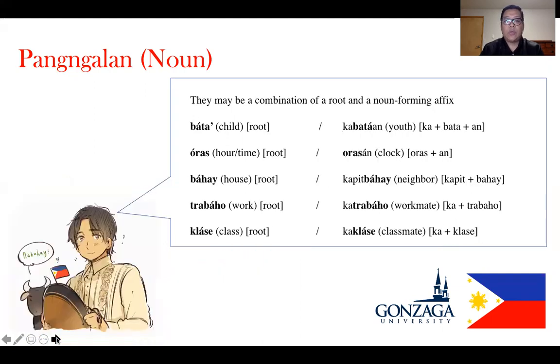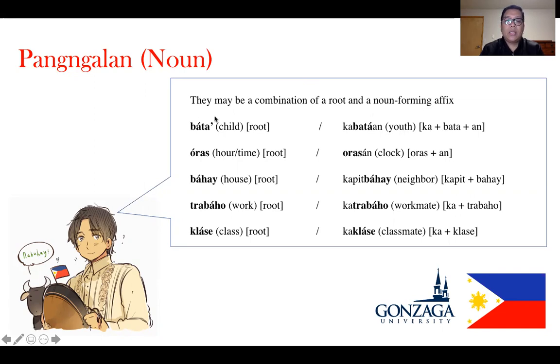Now, aside from roots, we also have nouns that are formed using affixation. It means that you put a prefix or a suffix or a circumfix to a root. Example, if the root word is bata, which means child, and you affix the prefix ka and suffix an to bata, the word changes to kabataan and the meaning also changes. So if bata means child, kabataan means youth.